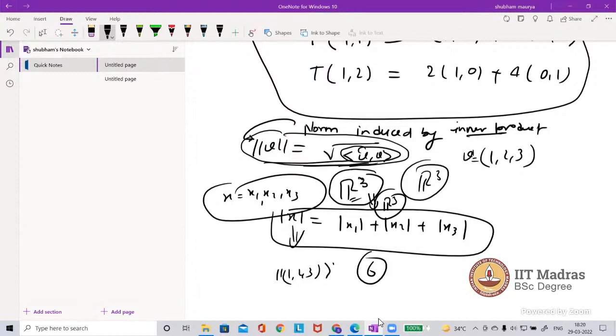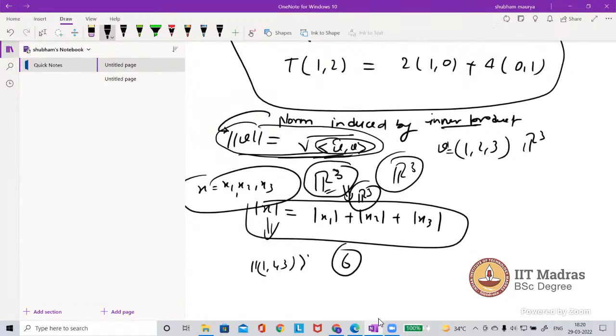Now suppose somebody says R3 is an inner product space with the dot product, then what will be the norm induced by that inner product? You have to find the inner product, then calculate. Sir, correct me: isn't our understanding that norm is nothing but the length of the vector? And length is basically the distance from the origin.